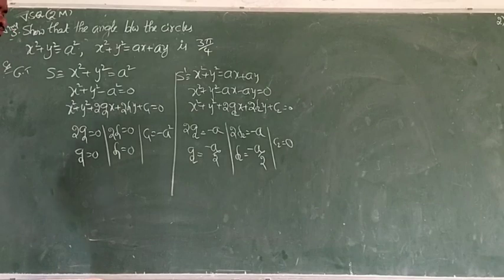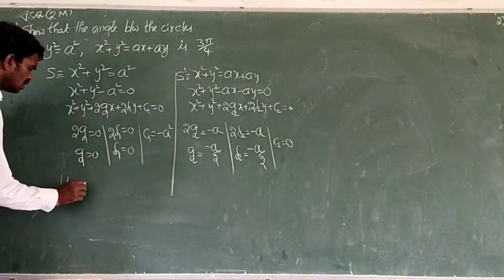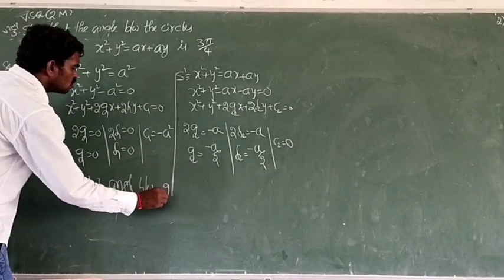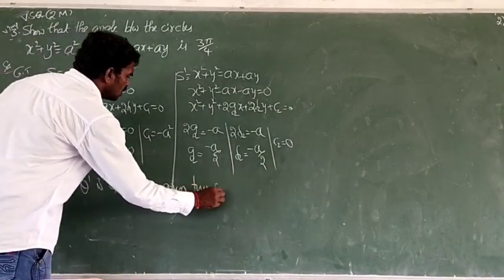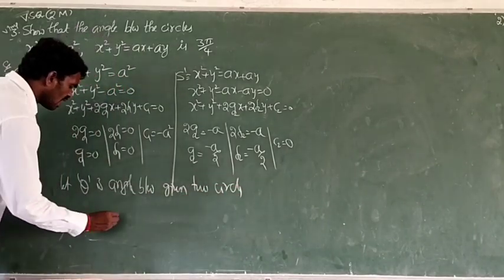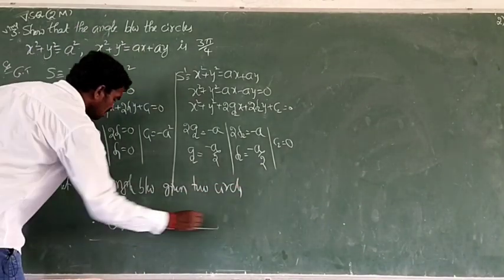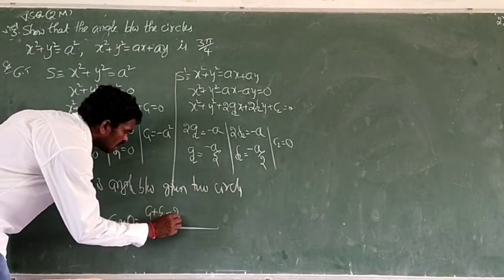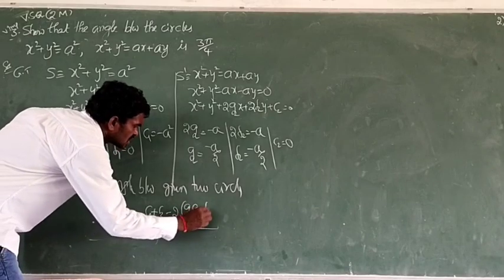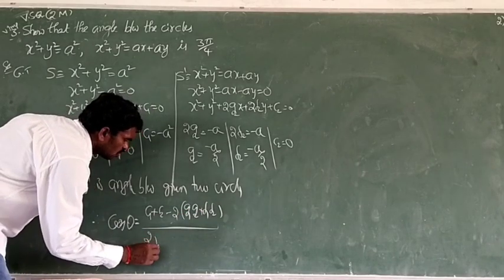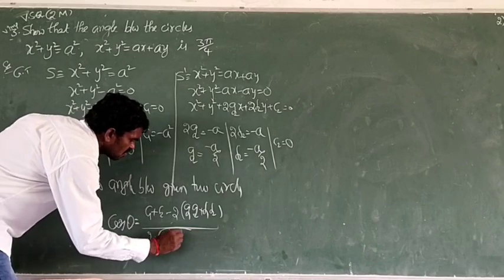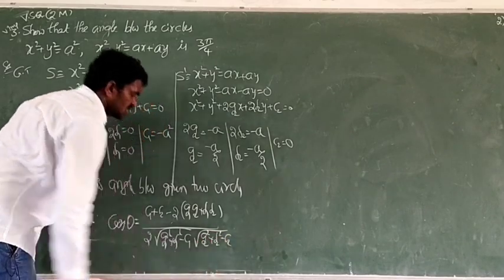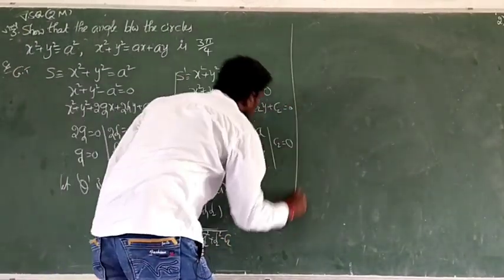So, now what next? We know that. So, let theta be the angle between the given two circles. So, therefore, we know that the formula is cos theta equal. So, tell me what is the formula? Yes, very good. c1 plus c2 minus 2 into g1 g2 plus f1 f2, by 2 into root of g1 square plus f1 square minus c1 into g2 square plus f2 square minus c2. So, substitute the values in that formula.